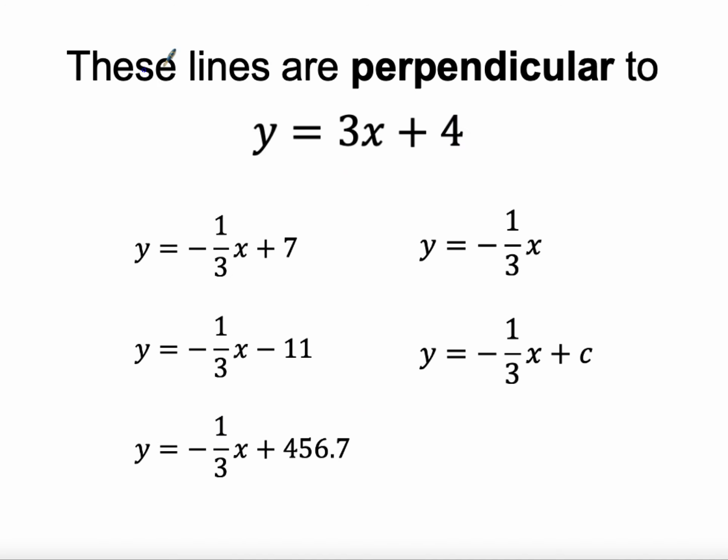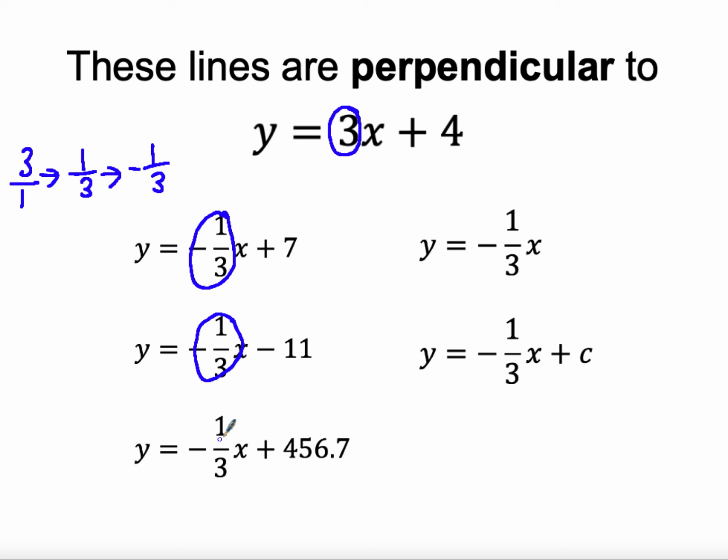Okay, so now let's put this together. Perpendicular here means that the gradient is the negative reciprocal. So if I've got a line with a gradient of 3, and I know that because it's y equals mx plus c, then I'll go, well, 3/1, the reciprocal of 3 is 1/3, and a negative version of that is negative 1/3. So all of these lines in here have got a gradient of negative 1/3. And therefore all of these lines would be perpendicular to y equals 3x plus 4.